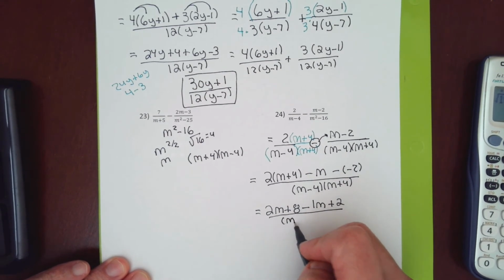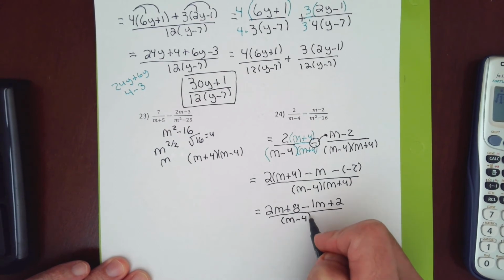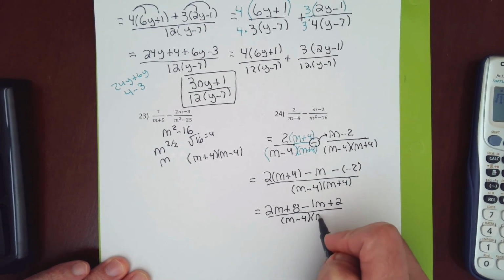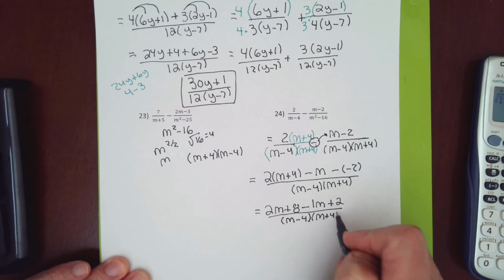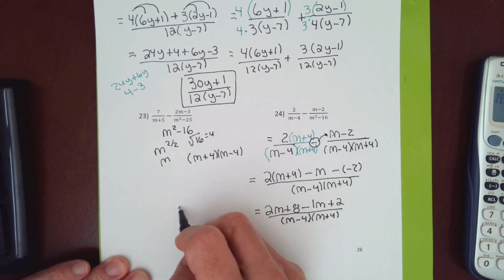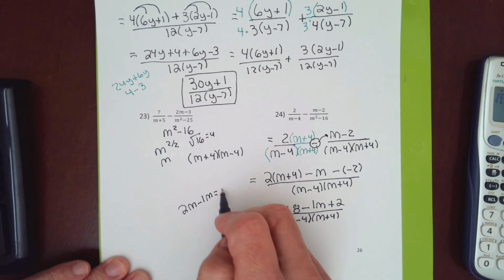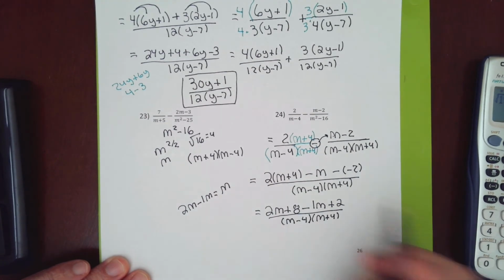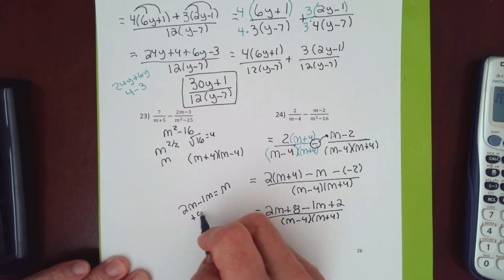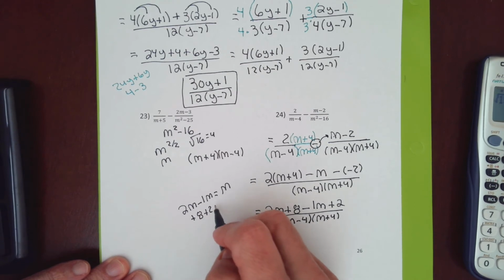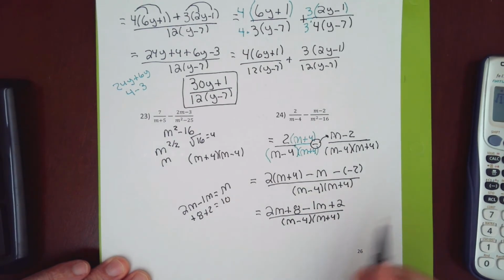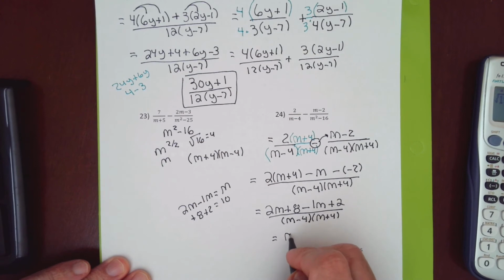I can't cancel unless I get a factor of m minus 4 or a factor of m plus 4 in the numerator. I'm going to work on my numerator. I'm going to combine the like terms of 2m minus 1m, and I'm going to get a 1m. I don't need to write the 1. And the plus 8 and the plus 2 give me a 10. So my numerator is going to be an m plus 10.